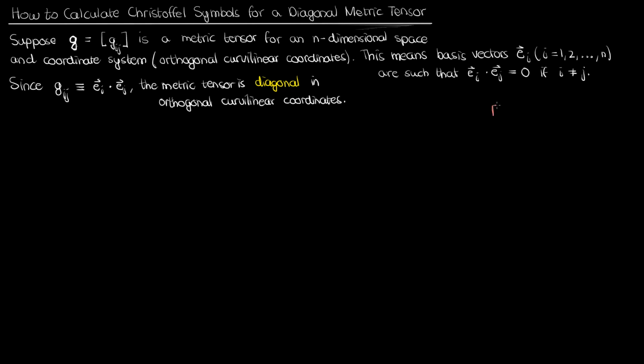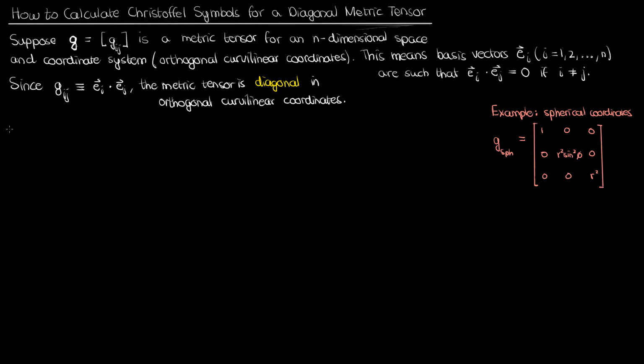An example of an orthogonal curvilinear coordinate system is spherical coordinates. From a previous video, I showed that the metric tensor for spherical coordinates is given by the following. You can see that this is a diagonal metric tensor. It's represented by a diagonal matrix. So this basically confirms that spherical coordinates are orthogonal curvilinear coordinates. The off-diagonal terms in the metric are all 0.